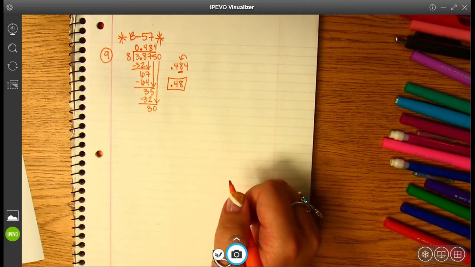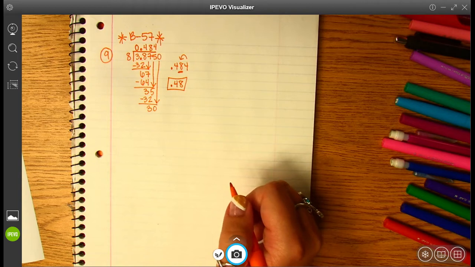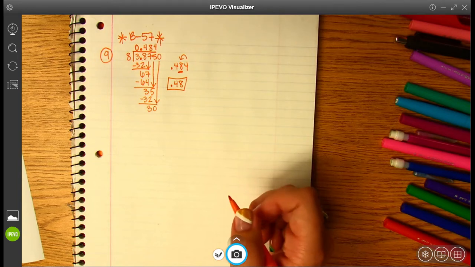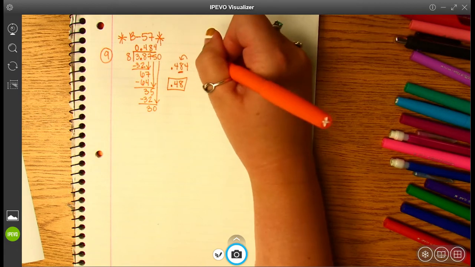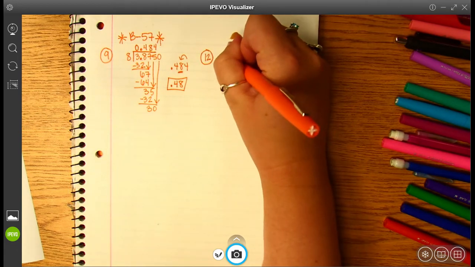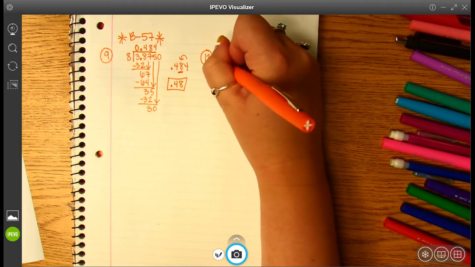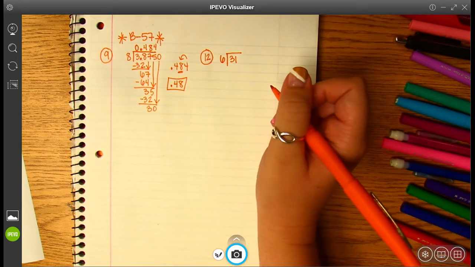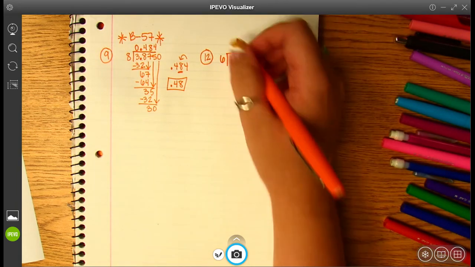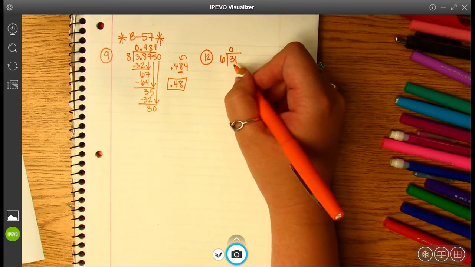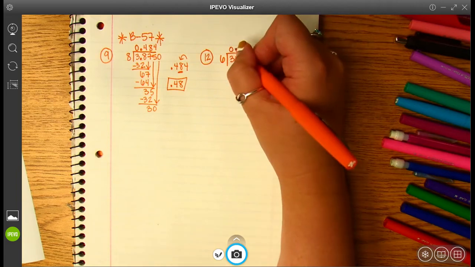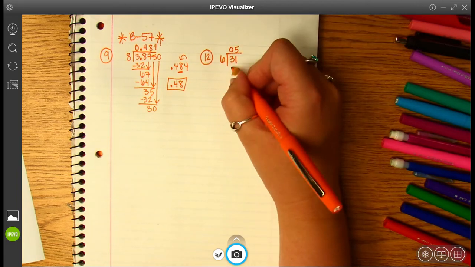Let's try from the bottom section. I know that you guys are only doing odds, but I'm feeling like I'm doing all the odds for you. So let's try number 12, one of the evens. It says 31 divided by 6. 6 cannot go into 3. But 6 goes into 31 how many times? 5 times. Because 6 times 5 is 30.